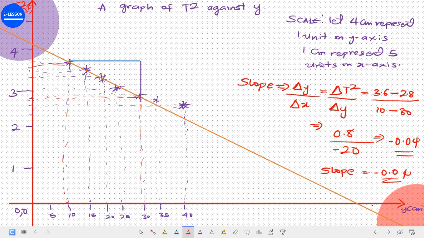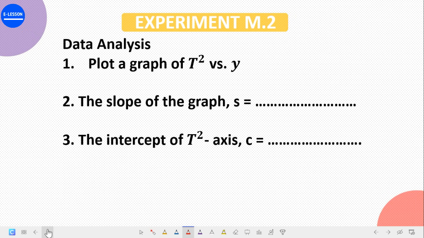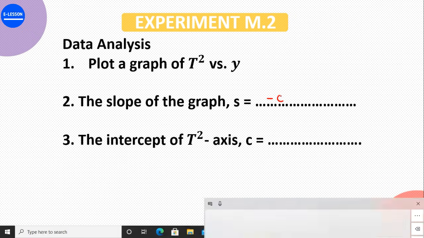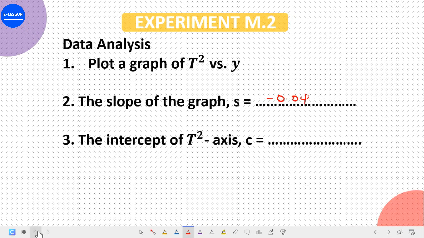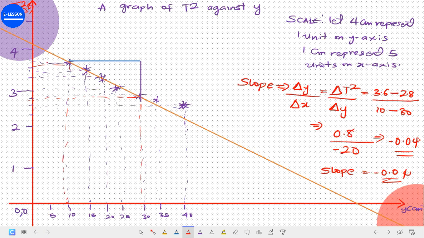So all these should be written in your worksheet, okay? At this point you come here and write that the slope of the graph is minus 0.04. Your value should be within this range. Then the intercept on the t-square axis. Now I'm going to look here. What's my intercept? Your intercept is the point at which this crosses here. So you are going to trace it. By what I have here, my intercept is like 4.2 or 4.1. I don't know, because this is not a normal graph. Are we getting it? So it's supposed to be around 4.2 or 4.1.